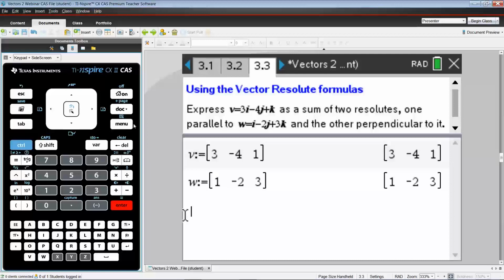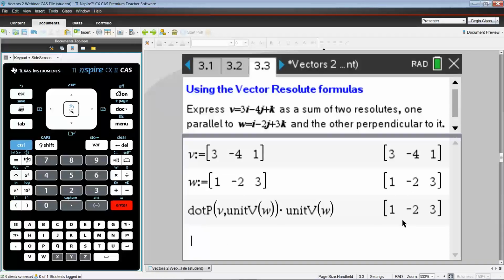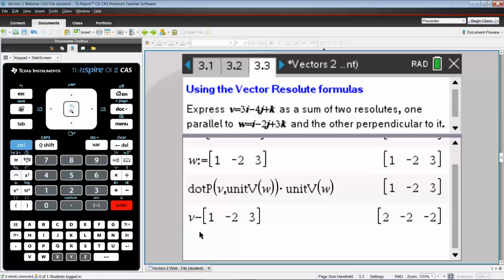Okay, so again, let's quickly get through the dot product: the dot product of V and the unit vector of W multiplied by the unit vector of W. So that is my vector resolute of V in the direction of W. You might notice it's exactly equal to W, which tells me that the scalar resolute of V in the direction of W is exactly equal to 1. So V minus this resolute, and there we go. This 1, neg 2, 3 is the vector resolute of V in the direction of W, and 2, negative 2, negative 2 is the vector resolute of V perpendicular to W.